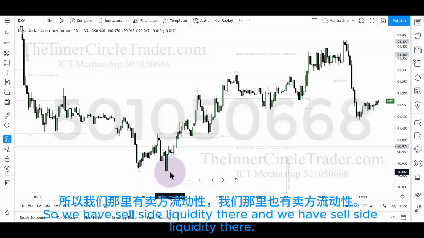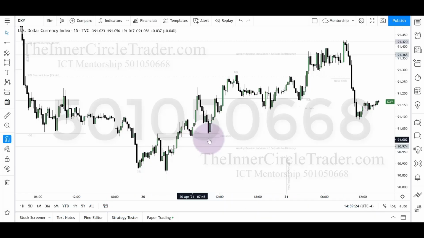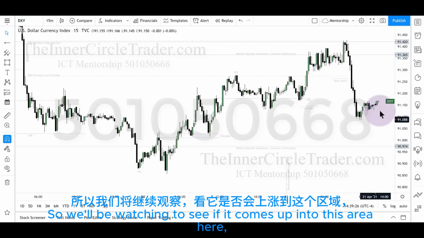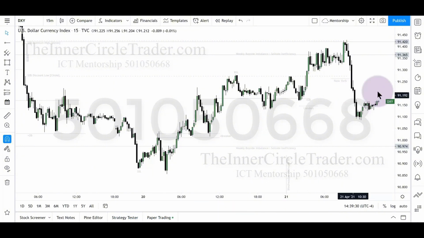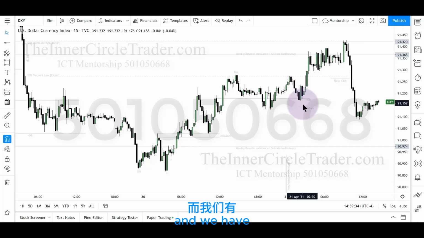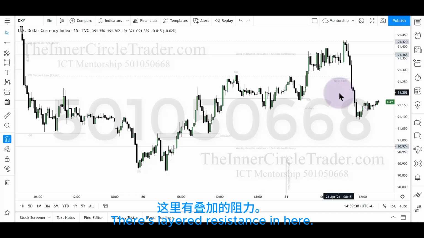So we have sell side liquidity there, and we have sell side liquidity there. So we'll be watching to see if it comes up into this area here, maybe close that in entirely. Doesn't need to, because we have a breaker here, and we have the breaker here. So there's layered resistance in here.